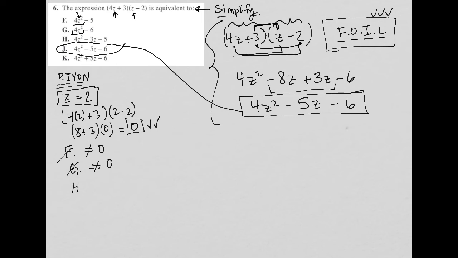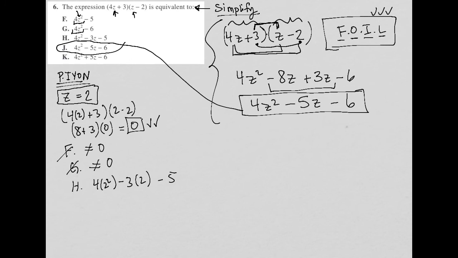For choice H, when I plug in 2, this one I will do because it's a little bit more complicated. I'd have 4 times 2 squared minus 3 times 2 minus 5. This would become 16, right? Because 2 squared is 4. 4 times 4 is 16. So I have 16 minus 6 minus 5, and that does not equal 0, right? 16 minus 6 is 10. 10 minus 5 is 5, so that does not equal 0. So H is gone as well.